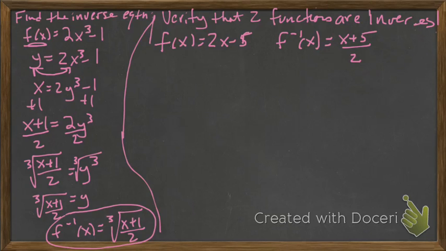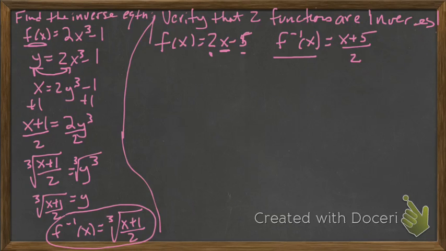Meaning I'm going to plug one function in for the input for the other function, and it's kind of interesting what happens. Now keep in mind, f of x is a function that takes an input and multiplies it by 2 and then subtracts 5 from it. The inverse undoes that function. So it's going to take the input, add 5 instead of subtract 5, and then divide by 2. Something very interesting happens if we compose them.